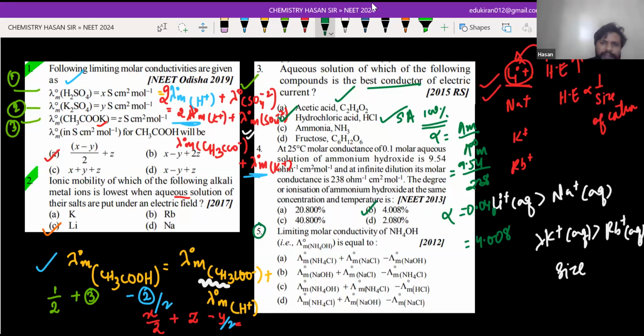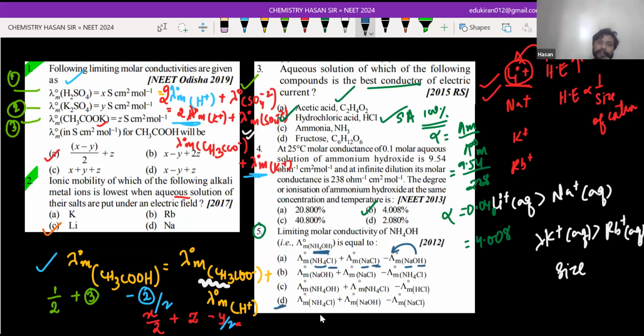The fifth is also very simple. It's on the basis of Kohlrausch's law. You need NH4OH, so you are going to find NH4OH. You need NH4 and OH, and the rest should be cancelled. In option A, NH4 is there, Cl is there, Na is there, OH is there, which is negative. So it doesn't make any sense with NH4Cl, and Cl is also not getting cancelled because it is positive.